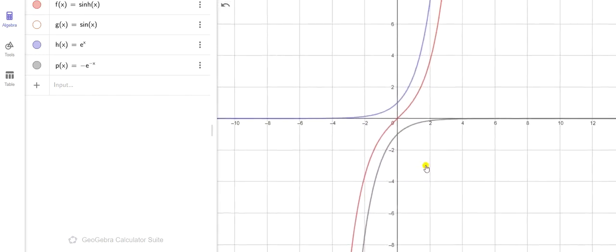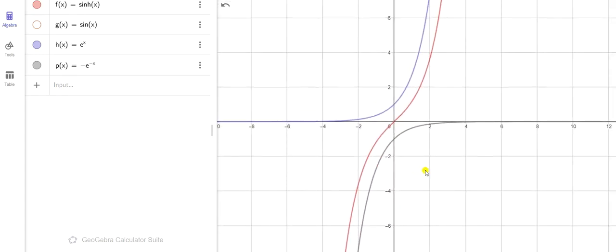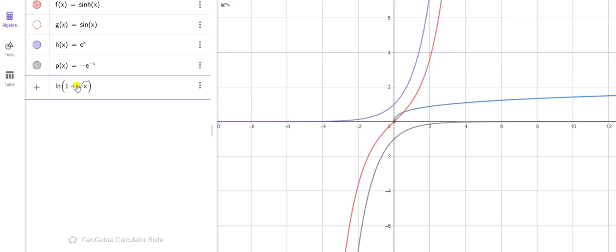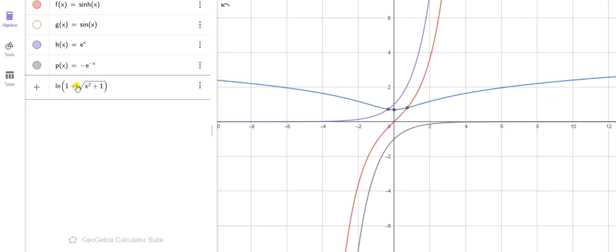That means we're not dealing with a periodic function. We're dealing with a well-behaved one-to-one function. We can substitute any value in for x and we'll get a single unique value for y, and vice versa. We can reverse this perfectly. So if we were to put in, for instance, ln of x plus the square root of x squared plus 1, this is defined everywhere.